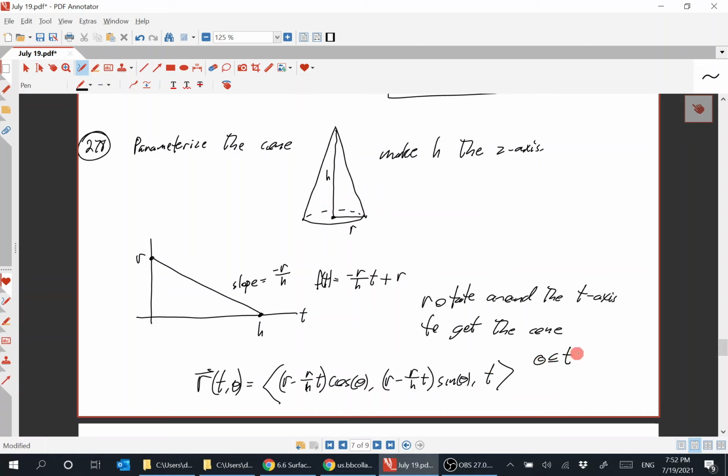You can also set up some kind of cone, z equal to some constant times the square root of x squared plus y squared, but I think it's clearer this way. Getting the slope of the side correct is easier with this rotational type setup. Yeah. So that was 278, 281.